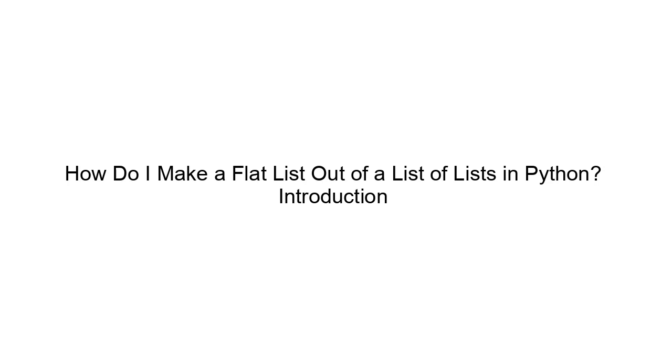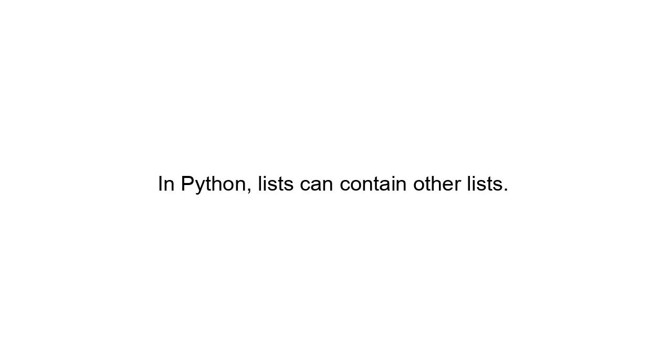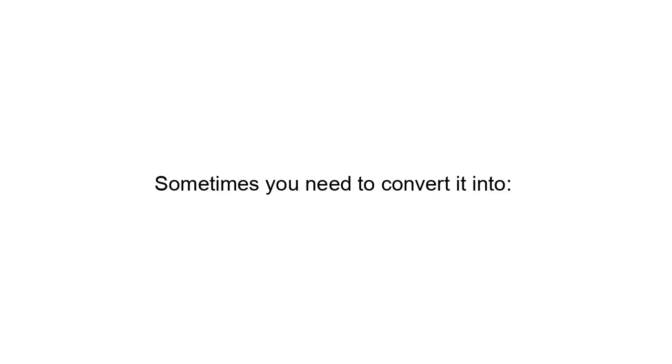How do I make a flat list out of a list of lists in Python? Introduction. In Python, lists can contain other lists. Example: numbers = [[1, 2, 3], [4, 5, 6]]. This structure is called a nested list. Sometimes you need to convert it into [1, 2, 3, 4, 5, 6]. This process is called flattening a list.